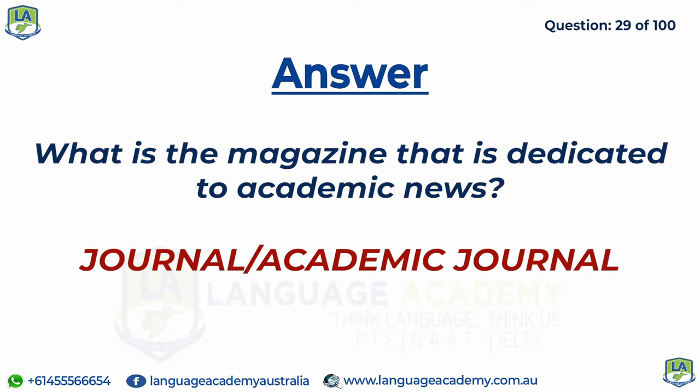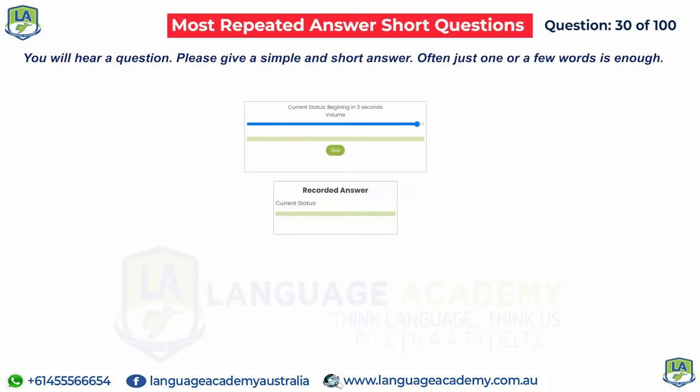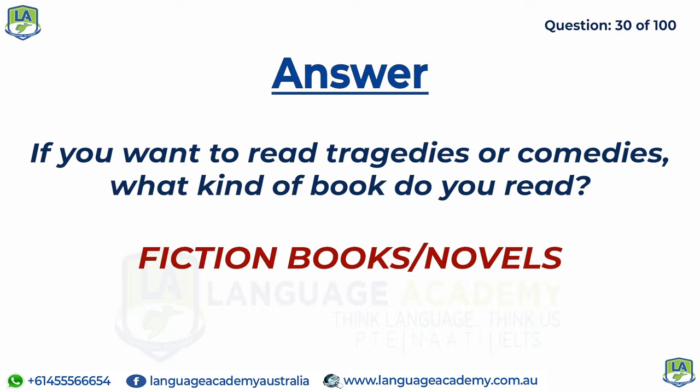What is the magazine that is dedicated to academic news? Journal, Academic Journal. If you want to read tragedies or comedies, what kind of book do you read? Fiction books, novels.